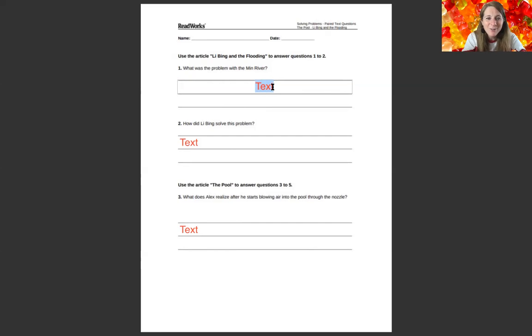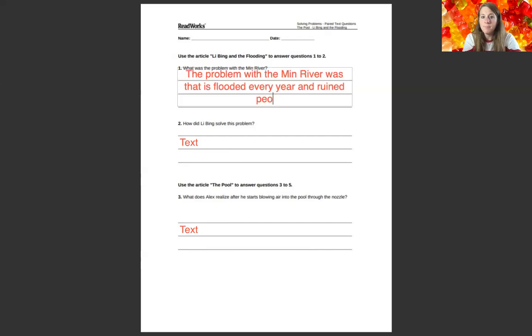Yeah, great. Okay, so the problem with the Min River was, oops, forgot a space, that it flooded every year. And we'll go ahead and say ruined people's.